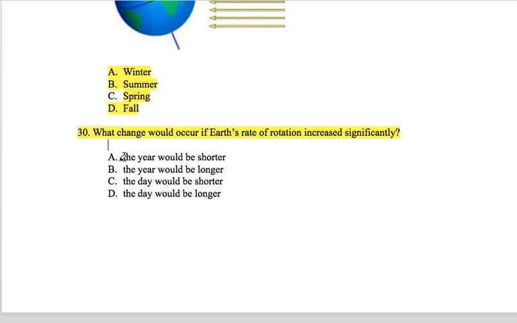So again, what change would occur if Earth's rate of rotation increased significantly? A. The year would be shorter. B. The year would be longer. C. The day would be shorter. Or D. The day would be longer.